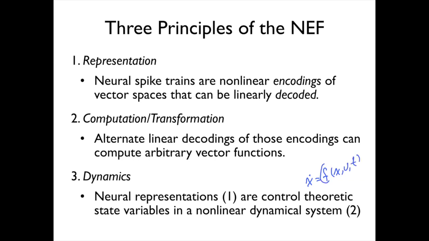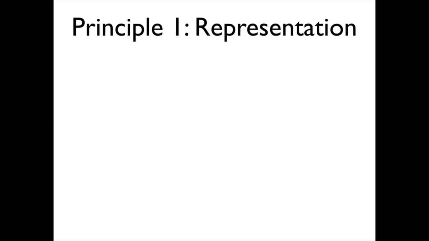And this function f means that we need to perform a computation, and that's exactly what principle 2 is going to do. It's going to tell us how we can perform that computation using these alternate kinds of decodings. And if we take this to be the representation and this to be the function, then principles 1 and 2 come together and let us define any nonlinear dynamical system. So that's what we'll get to over the next 2 lectures. But let's, as they say, start at the beginning. So principle 1.